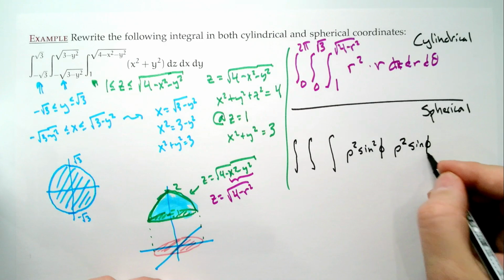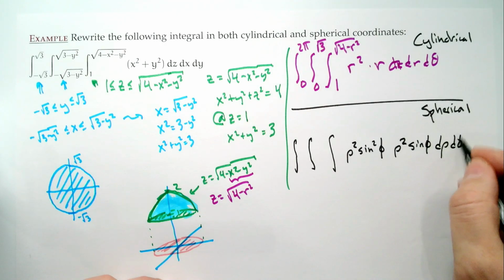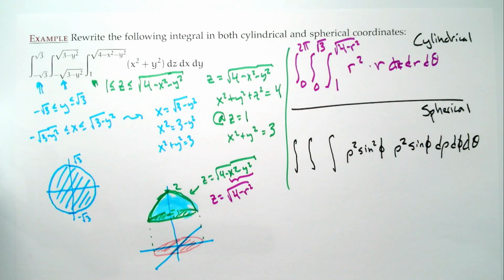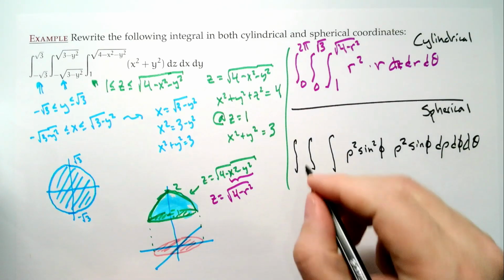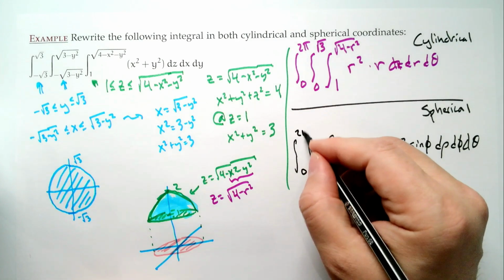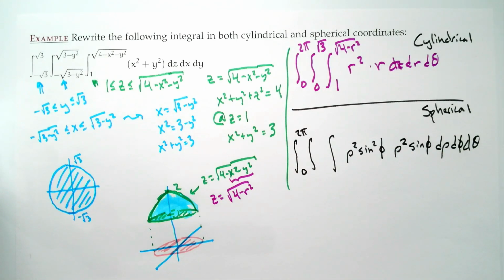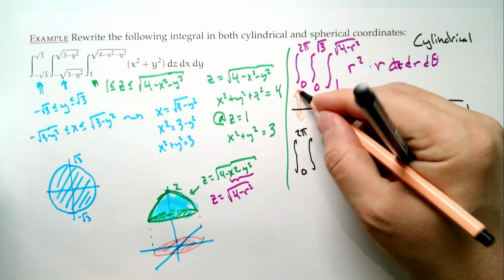sine of phi d rho d phi d theta. Yeah, good. See? We got it. We're making great progress. Where will theta go from? 0 to 2 pi. The nice thing about theta is it does the exact same thing in cylindrical and spherical. These are always going to match. If these don't match, something is wrong.